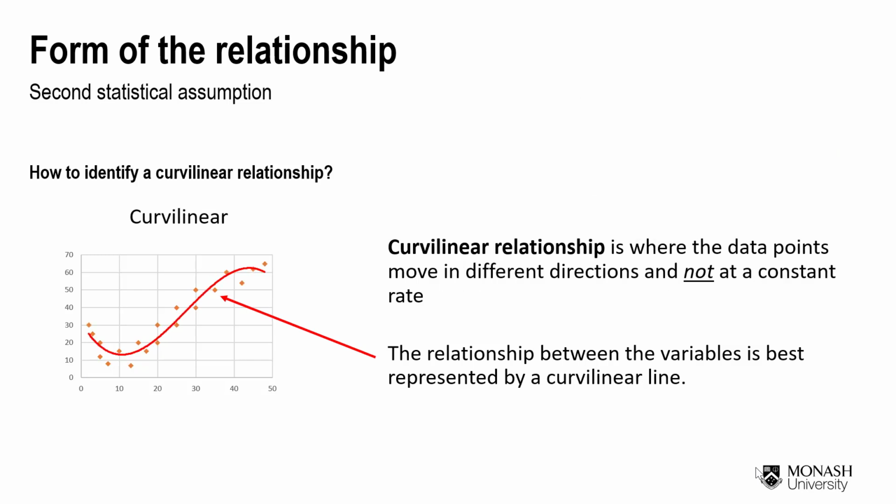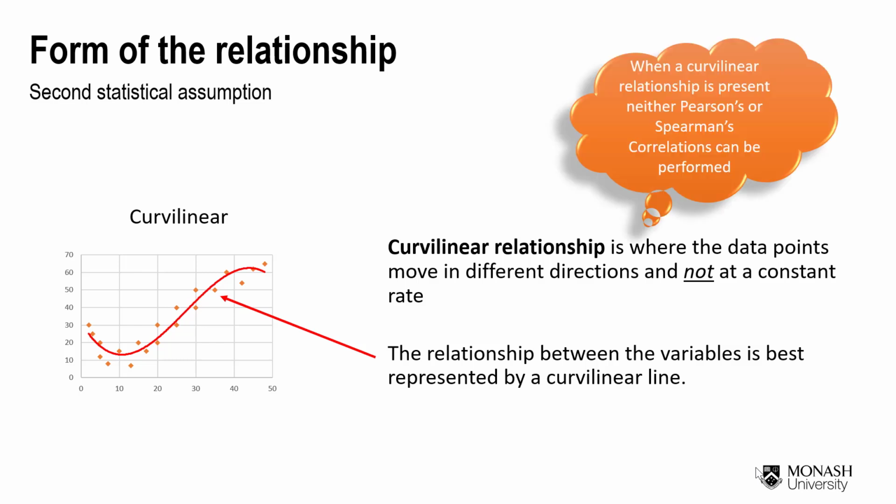A curvilinear relationship is present when the data points move in different directions and not at a constant rate. Hence, the relationship between the variables is best represented by a curvilinear line. When a curvilinear relationship is present, neither a Pearson's nor Spearman's correlation can be performed.